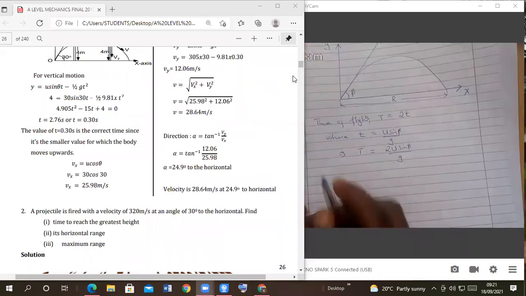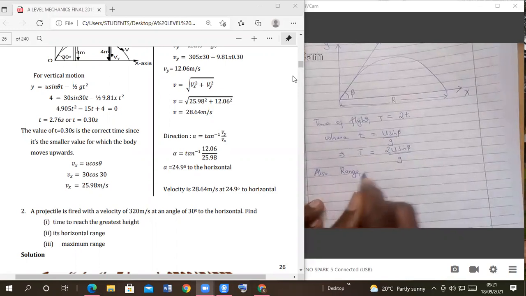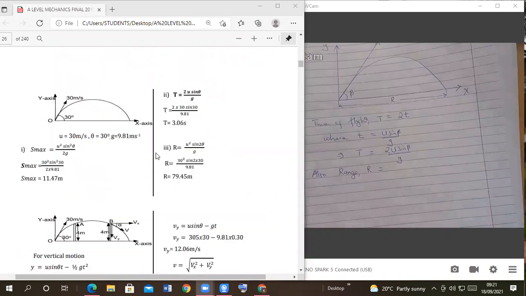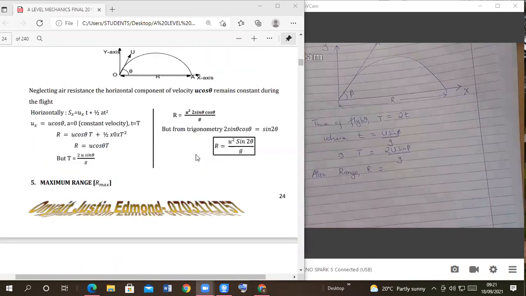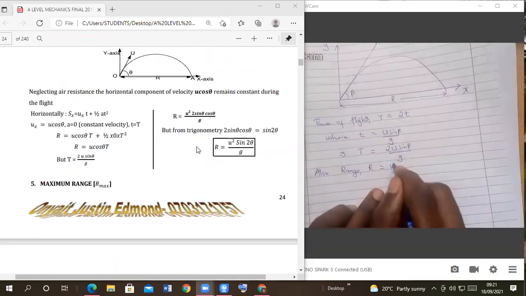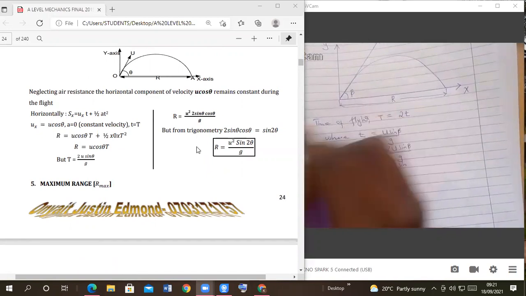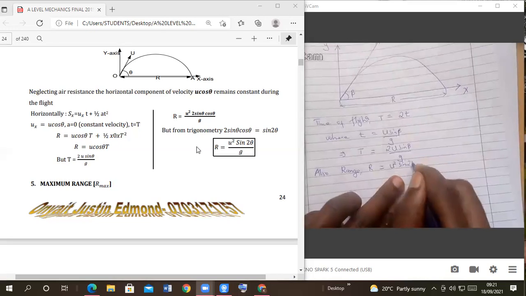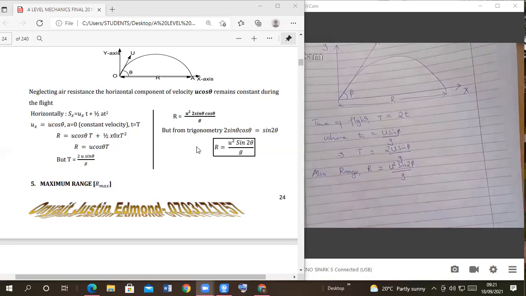Okay? What about range? What is the formula for range, members? We said range is given by u squared sine 2 theta over g. Now the angle this time is beta. Don't cram theta every time. So u squared sine 2 beta over g.